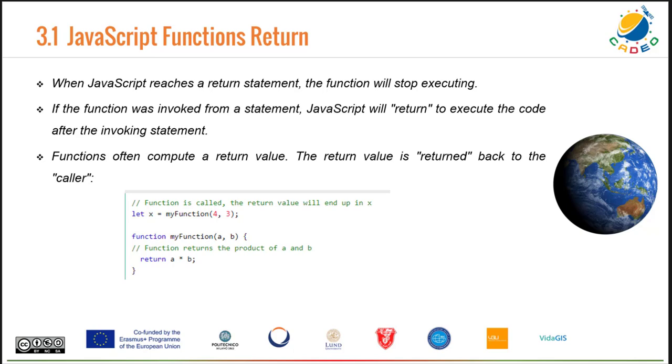JavaScript function return. When you want to get the calculation result of a function, use the return keyword. When JavaScript reaches a return statement, the function will stop executing. If the function was invoked from a statement, JavaScript will return to execute the code after the invoking statement. Functions often compute a return value. The return value is returned back to the caller.